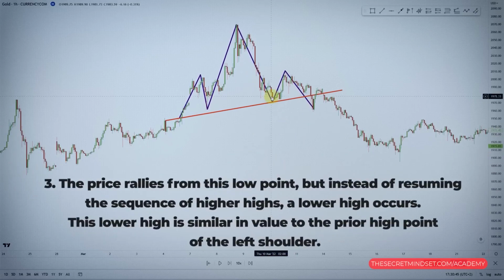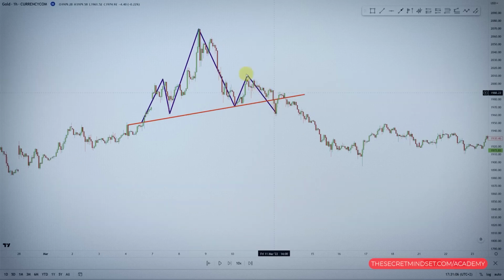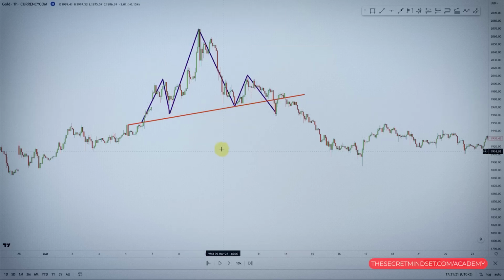The price rallies from this low point, but instead of resuming the sequence of higher highs, a lower high occurs. Often, this lower high is similar in value to the prior high point on the left shoulder. Then the price slides back to the previous low for a 3rd time, forming the right shoulder. The pattern of highs within the head and shoulders are high, higher high, and lower high. The 3 lows should be similar in value and represent an area of horizontal support. This is known as the neckline of the pattern.